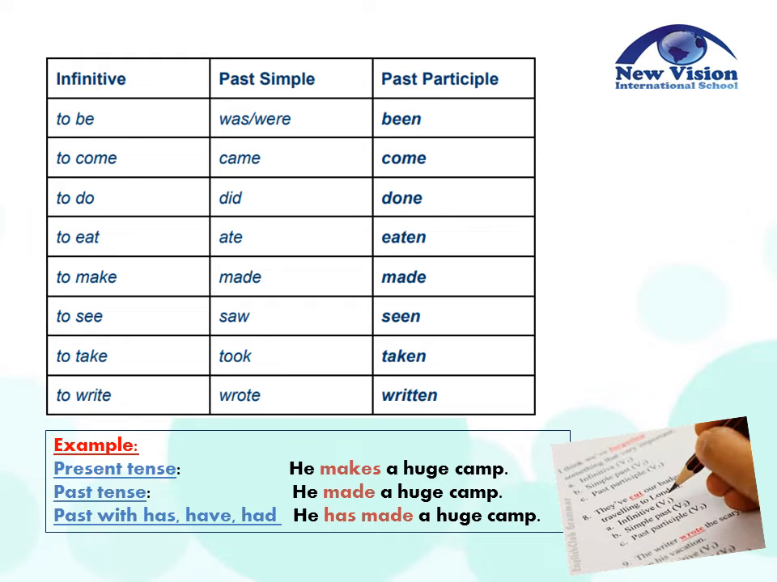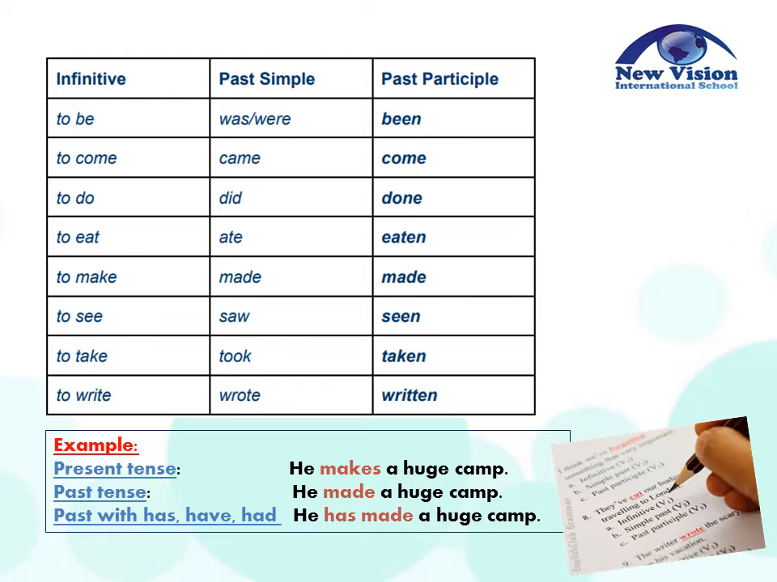Okay, now we are done with the infinitive verbs and the past simple verbs. Now look at the third column. What do we call it? Past participle. Past participle, it's a kind of past tense, okay? But it should be followed with what? With the words has or have or had. How? I will give you an example.